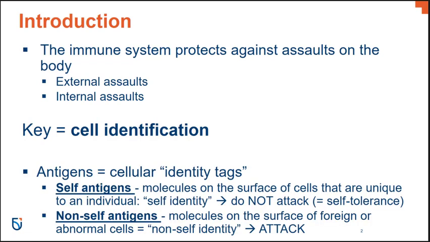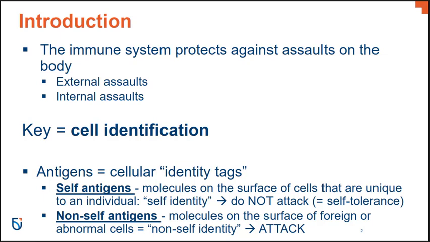Let's first define the term antigen. Cells in our body, viruses that come in our body, and other particles have these unique molecules and groups of molecules that are found on the surface of themselves in order to identify them. These molecular markers that are visible to our immune system are called antigens. So you can think of an antigen as being a cell identity tag that says who and what that cell is.